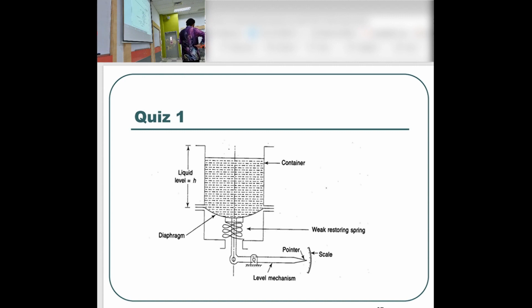So now it depends on you. What kind of sensor do you want to use to sense the diaphragm? For this one, he used a simple mechanical one. What is it?